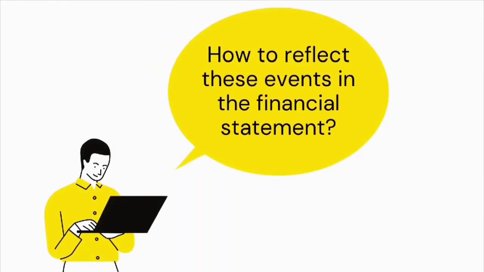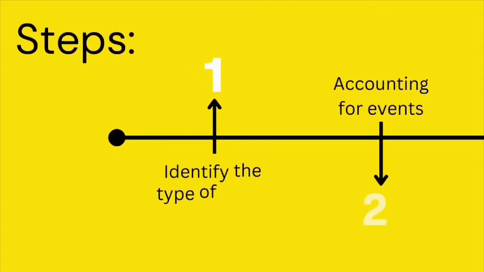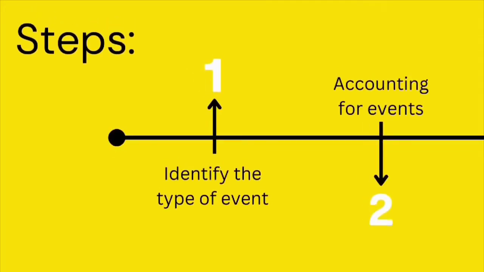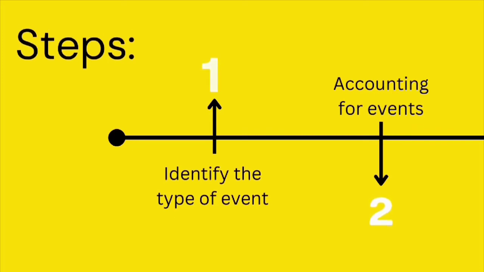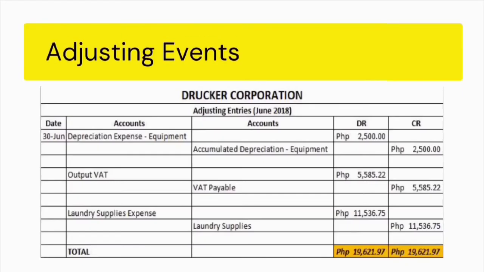How to reflect these events in the financial statements? There are two steps if ever there are events that arise after the reporting period. First, we must identify the type of event, adjusting or non-adjusting, and then account for the events. If you identify it as an adjusting event, then you need to adjust the amount in the financial statements. However, if it is a non-adjusting event and it is considered material, you only need to disclose it in the notes to financial statements.